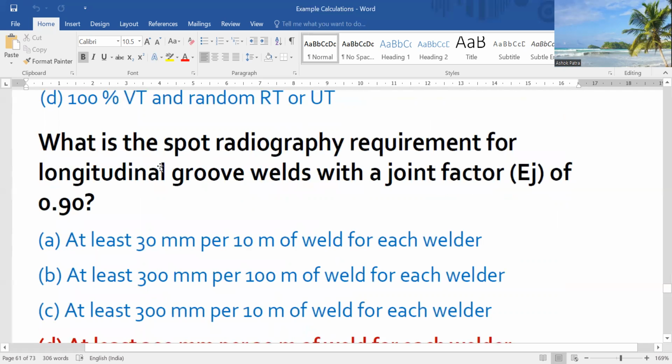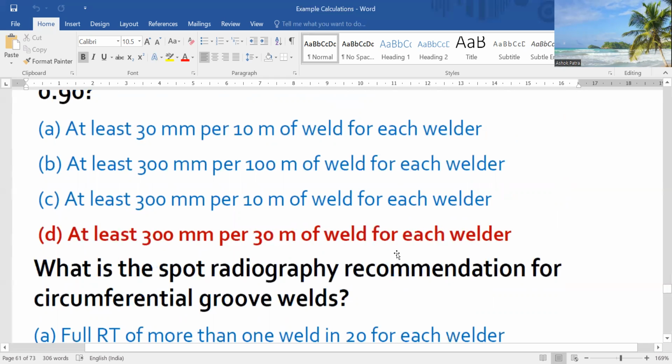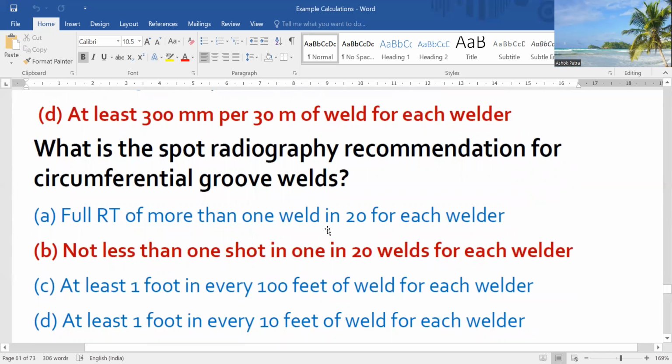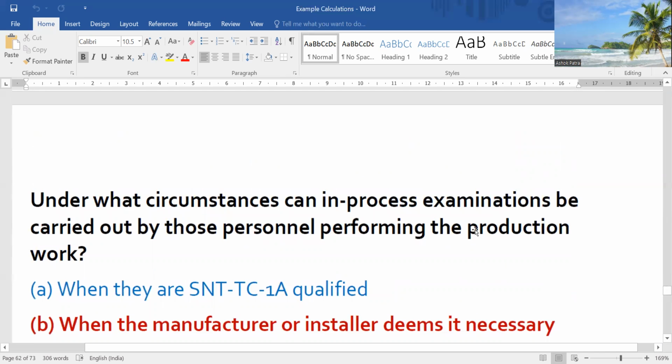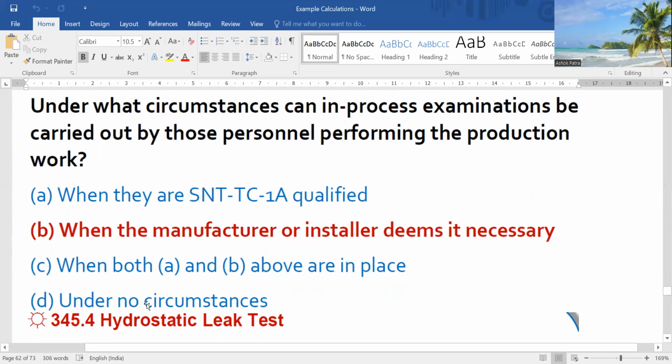What is the spot radiography requirement for longitudinal grooves with a joint factor Ej of 0.9? At least 300 mm per 30 m of weld for each welder. What is the spot radiography recommended for circumferential groove welds? Not less than one shot in 20 welds for each welder. Under what circumstances can in-process examination be carried out by those personnel performing the production work? When the manufacturer or installer deems it necessary.